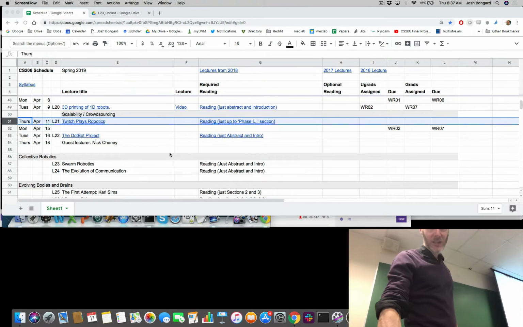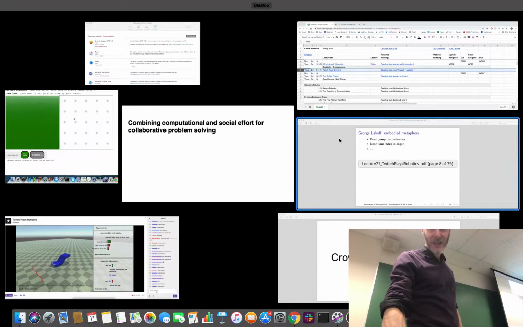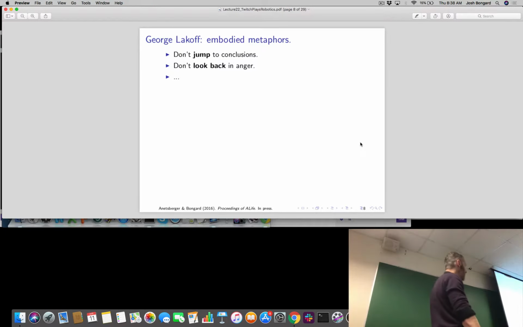We spent the last part of last time setting the stage for Twitch Plays Robotics. It would be hard to scale this up if we assumed that our participants were typing in fitness functions or somehow designing environments for our robots or constructing them. One of the few things that we can assume on the part of our participants is that everyone more or less speaks English.